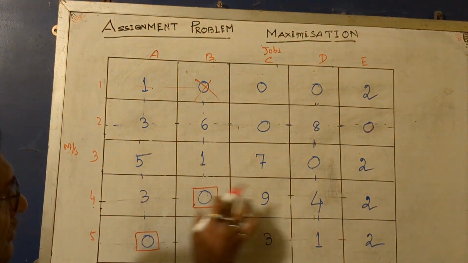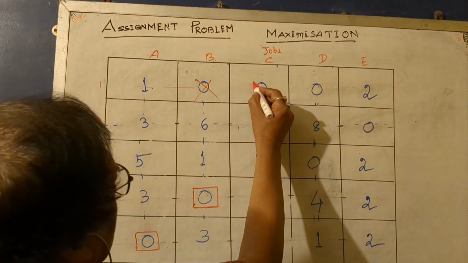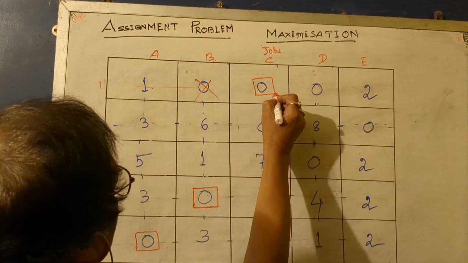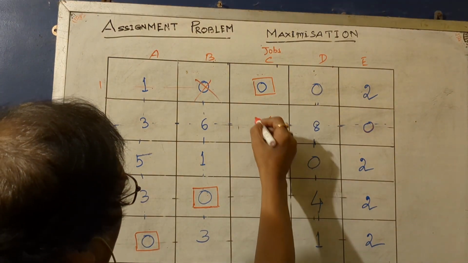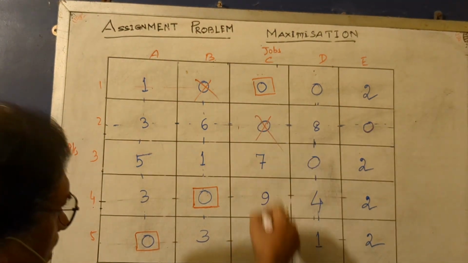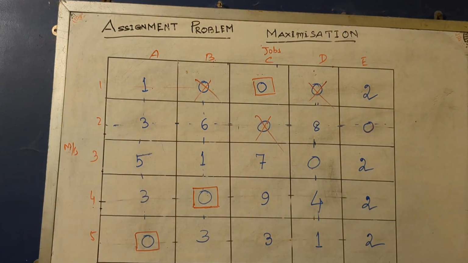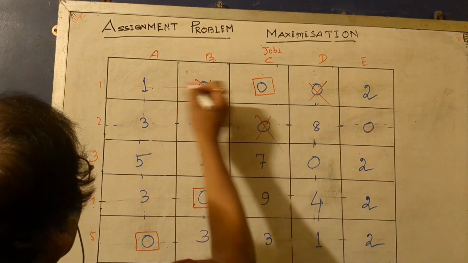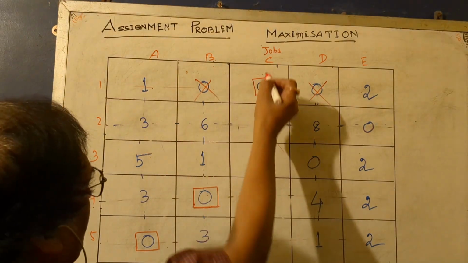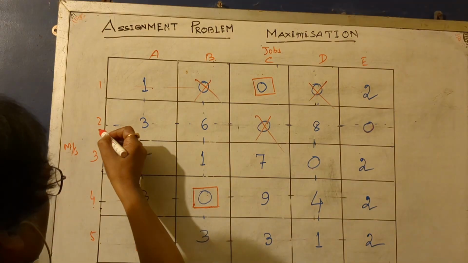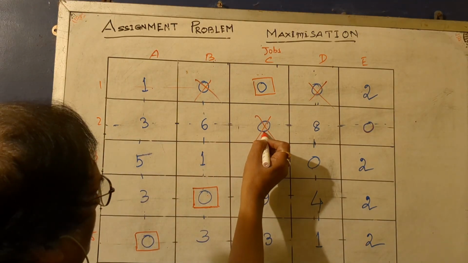That's why I have cleared it first. Now suppose I am allocating this first zero. At the moment you are allocating, the remaining horizontal and vertical zero you have to cross. There is no scope for allocation because this job has been allocated with this machine. Again you cannot allocate on that job. That's why I have struck it out.